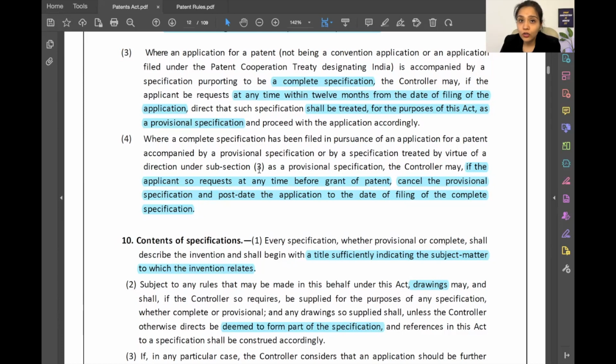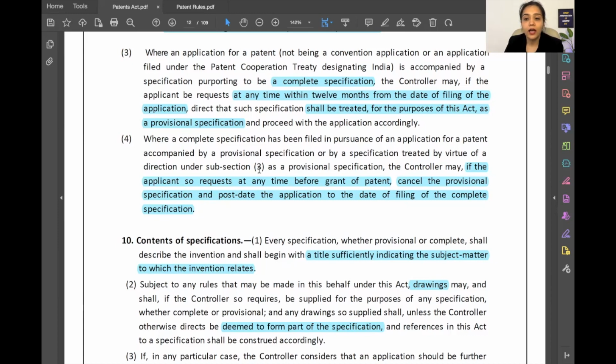So if I do not want to claim priority from the provisional specification, what will the examiner do? Examiner will give me a priority of complete specification, the date on which I filed the complete specification. And this is called post dating to date of filing of complete specification. Like I have post dated my application to the date of filing of the complete specification.